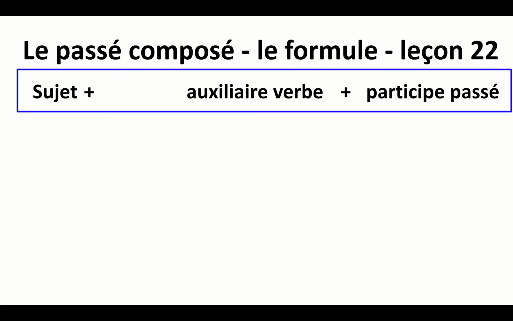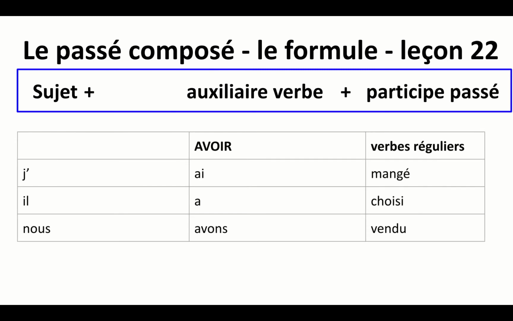So we talked about the formula, la formule pour le passé composé. We have subject plus the auxiliary verb plus the past participle. And in chapter 22, leçon 22, on a beaucoup travaillé avec les verbes réguliers, les verbes ER, et puis nous avons tenté d'établir les formes et les motifs avec les verbes IR et RE.